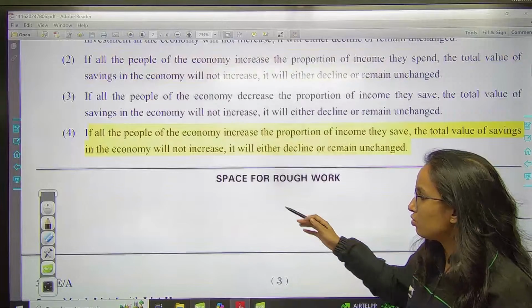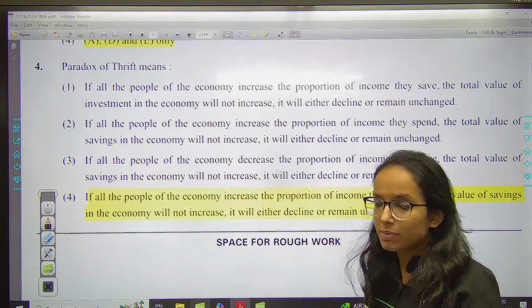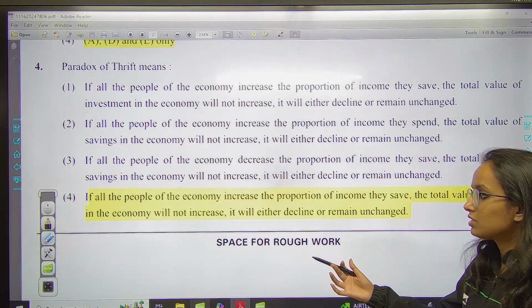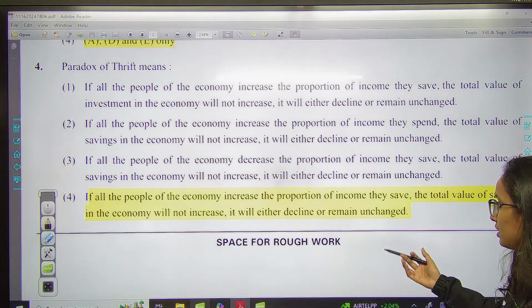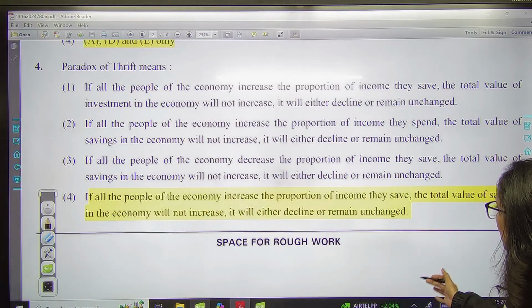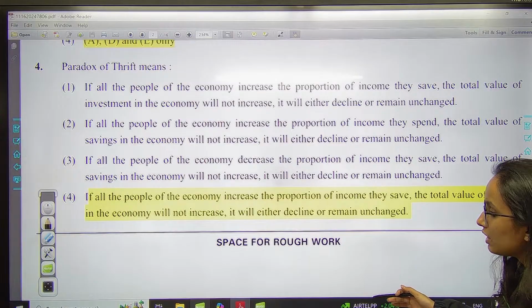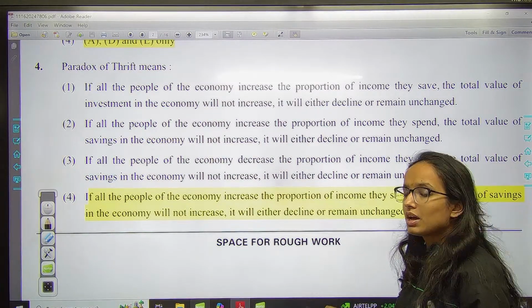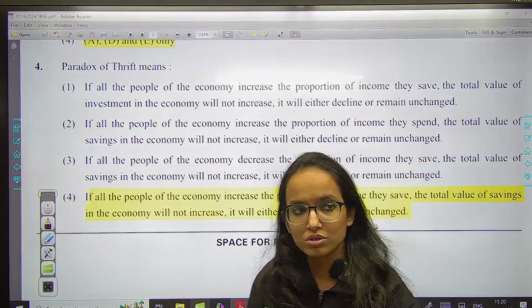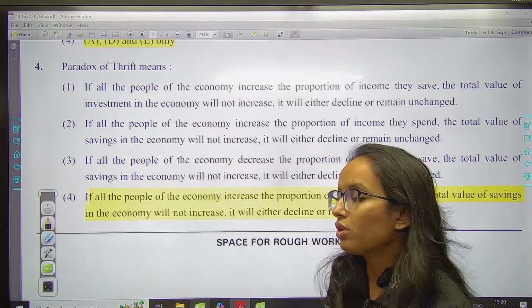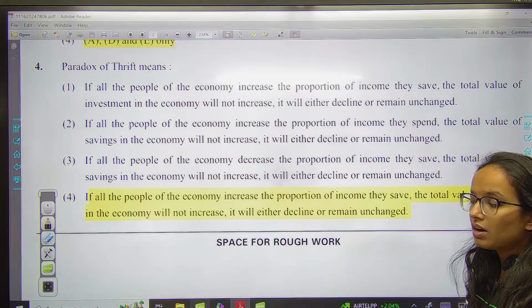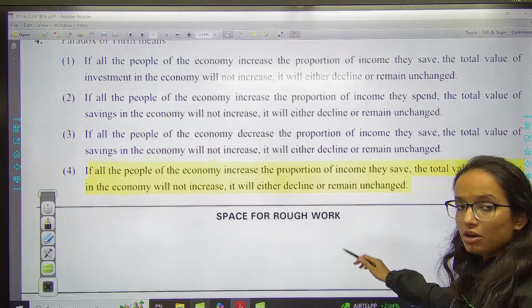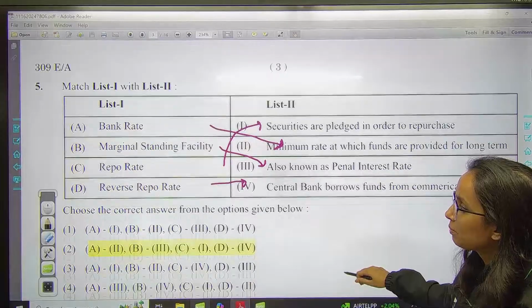Then they have asked you about the paradox of thrift. What is the paradox of thrift? When all people of the economy increase the proportion of income they save, the total value of saving in the economy will not increase; it will either decline or remain unchanged. If everyone starts saving a larger proportion, overall saving will not increase, rather it would decline. The paradox of thrift is another important concept they have asked.